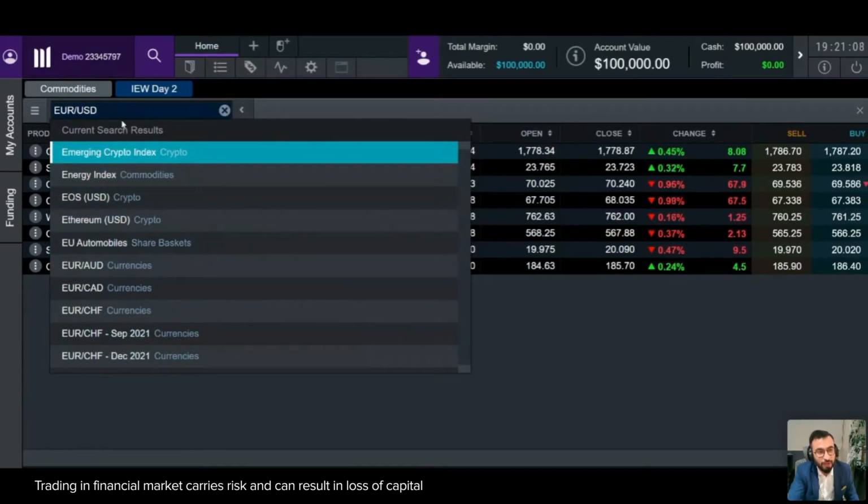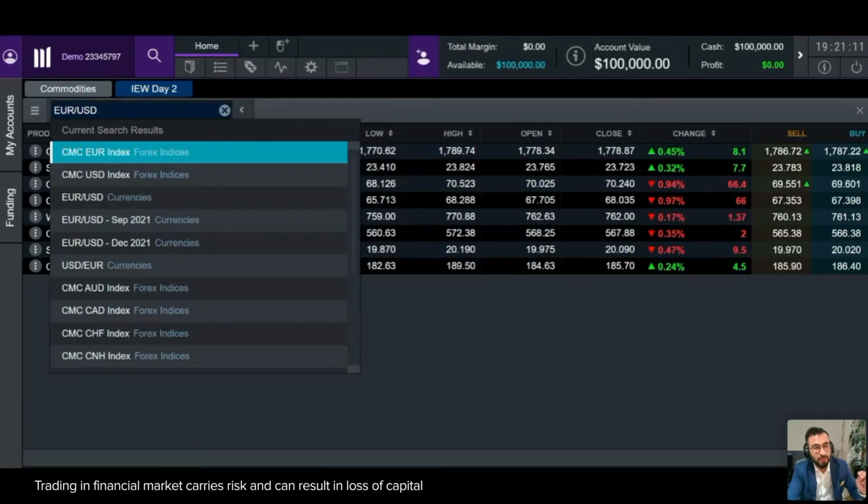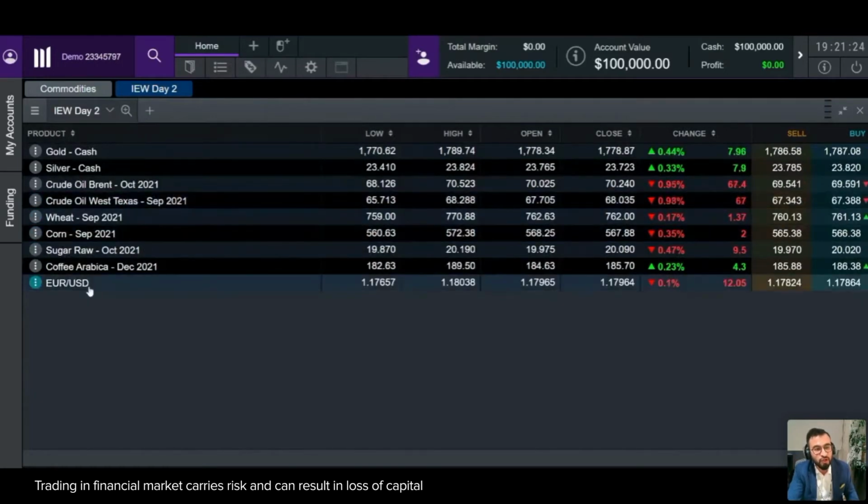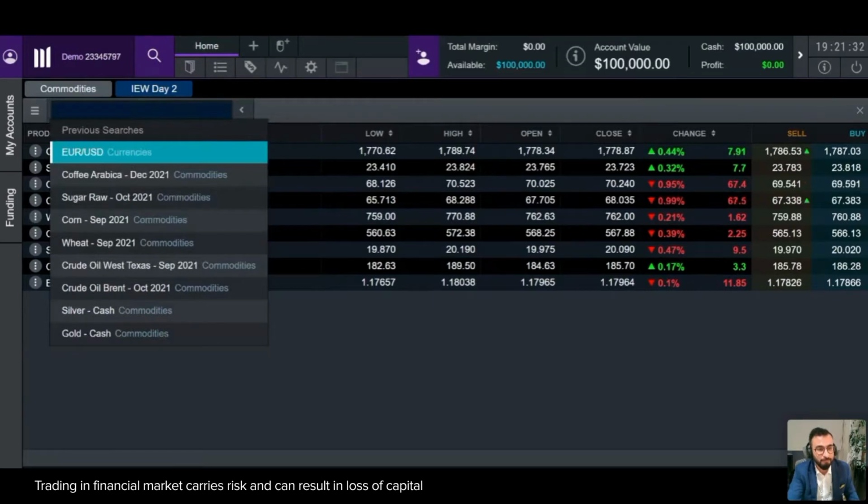If it doesn't come to you, write Euro, EUR/USD, and press space bar, and you will be able to see Euro/USD currencies right here. So when you click on this, Euro USD will be added. I told you how a currency works yesterday, Euro and dollar. So I'm going to add currencies which you can observe.